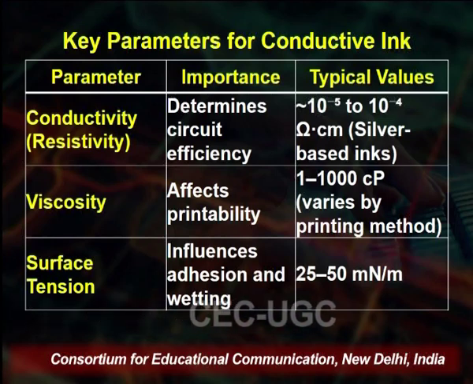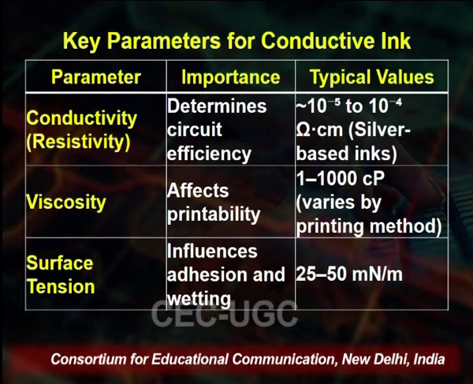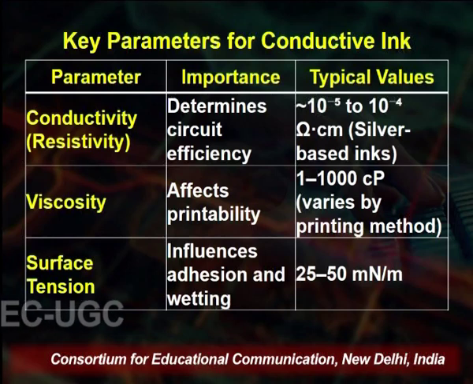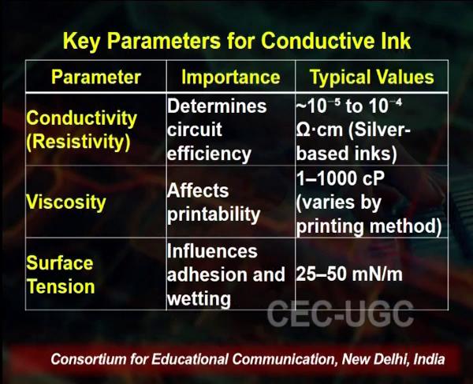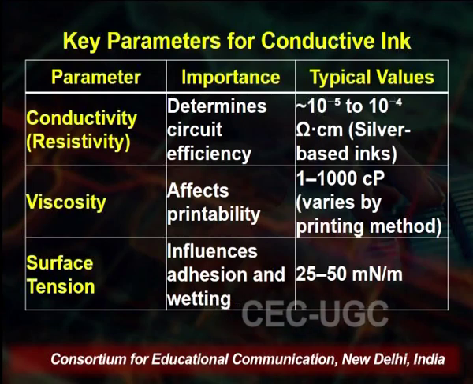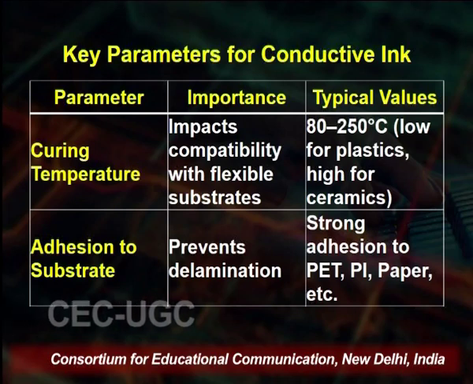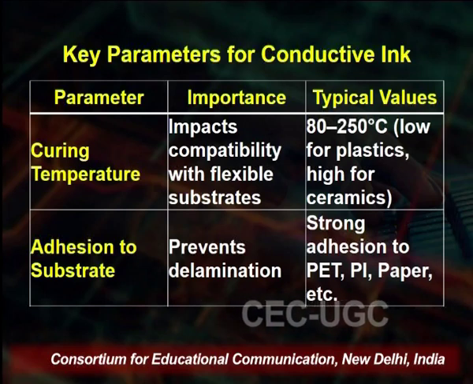The unit is ohm centimeter. Viscosity affects the printability, as we have seen that viscosity defines the wetness, the thickness. How thick the devices we are preparing are affects the printability, and it ranges from 1 to 100, 1 to 1000, and varies for the printing methods. Surface tension influences the adhesion and the wetting. Surface tension must be 25 to 50 in the case of conductive ink. Curing temperature impacts compatibility with a flexible substrate, which is 82 to 250 degrees centigrade, which is low for plastic and high for ceramic.